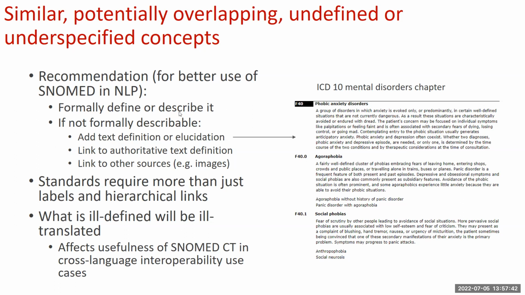But of course many SNOMED concepts cannot be formally described. Then add text definitions or elucidations, and I think ICD-10, at least in the mental disorders chapter, shows how it could look, to have a very clear definition of what is anxiety, what is an anxiety disorder. But maybe you do not need to mimic this in SNOMED CT; you could link to authoritative text definitions. Maybe there is an IP issue, no idea.